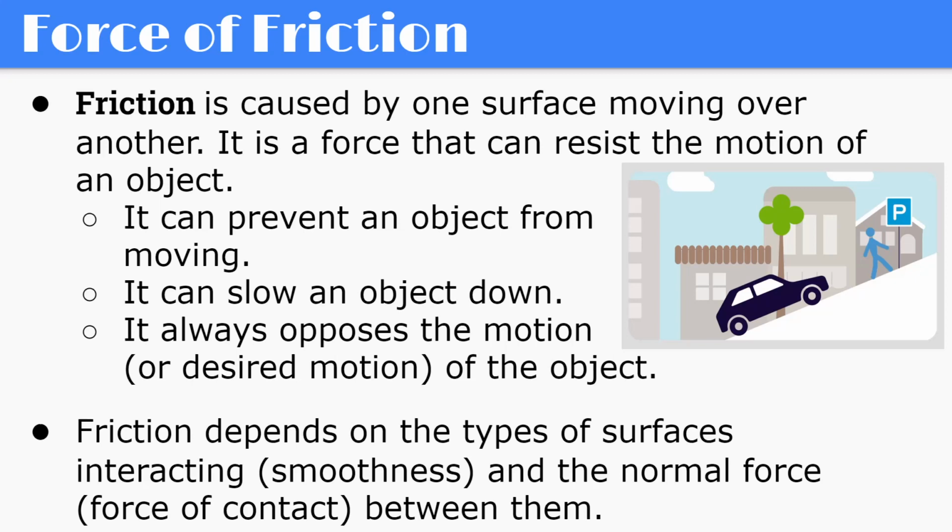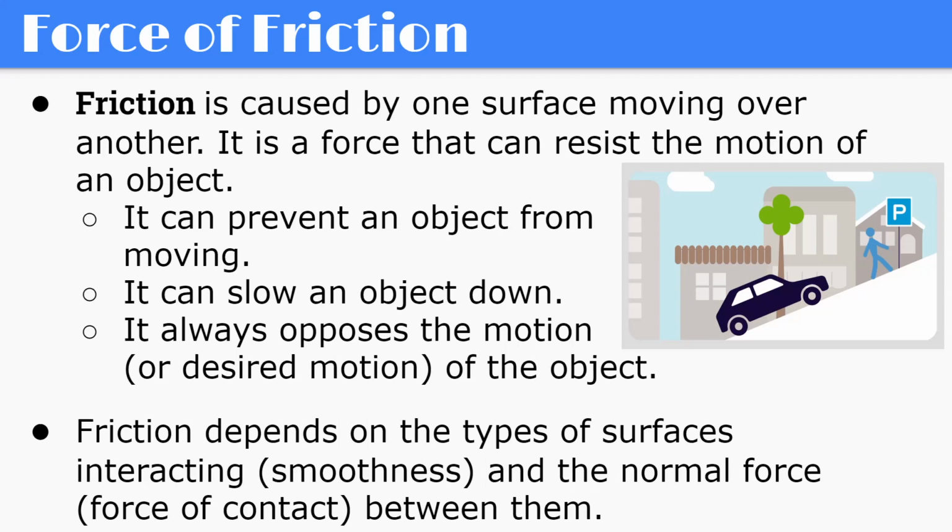And by that I mean, for desired motion, if you right now try to push your desk, not hard, just push it a little bit. It's not going to go anywhere. You're pushing forward, the desk, or the friction rather, is pushing opposite that. It's backward. That's what I mean by desired motion. It's going to oppose that motion or the motion you're trying to create, or the desired motion of the object.